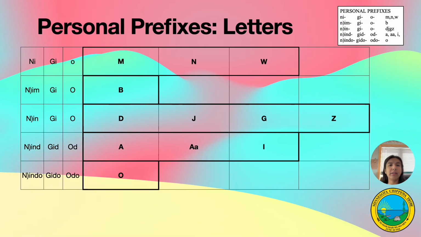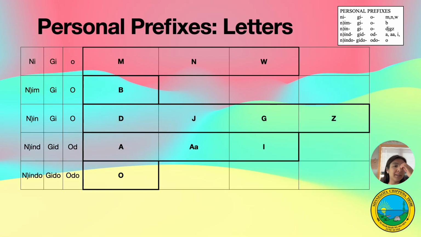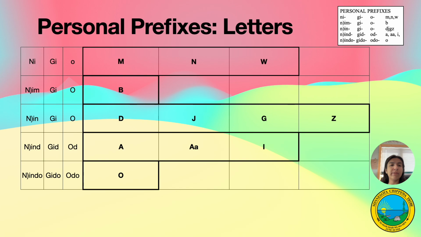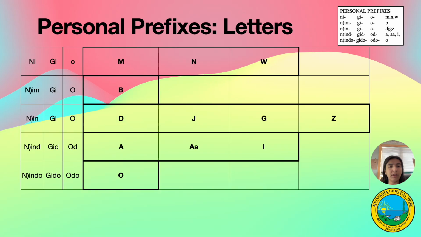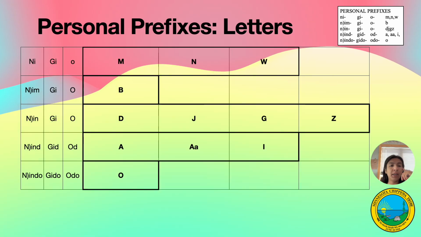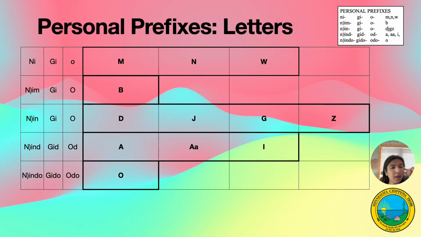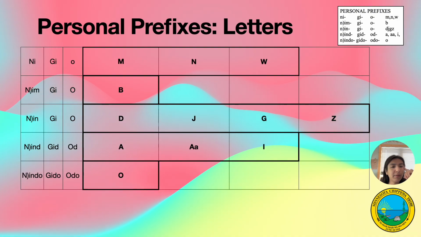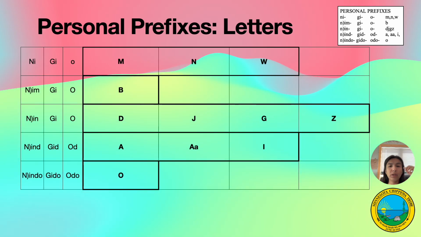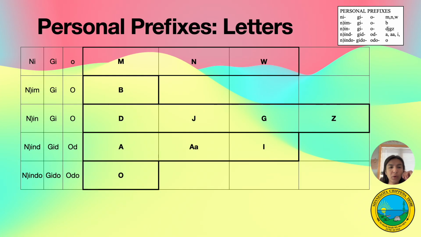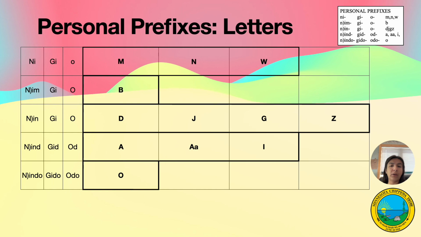So we have our letters. As far as rules go, you have to learn the rules and then make it muscle memory by practicing. We use the n, g, and o prefix for m, n, and w. We use the nim, g, and o prefix for the letter B, verbs that start with the letter B. Nin, g, and o prefix also for D, J, G, and Z. And the nind prefix and the gid prefix and the od prefix for A, double A, and I words. Words that start with O, we'll use nindo, giddo, odo. So it becomes two O's at the beginning of that word when you add this prefix.